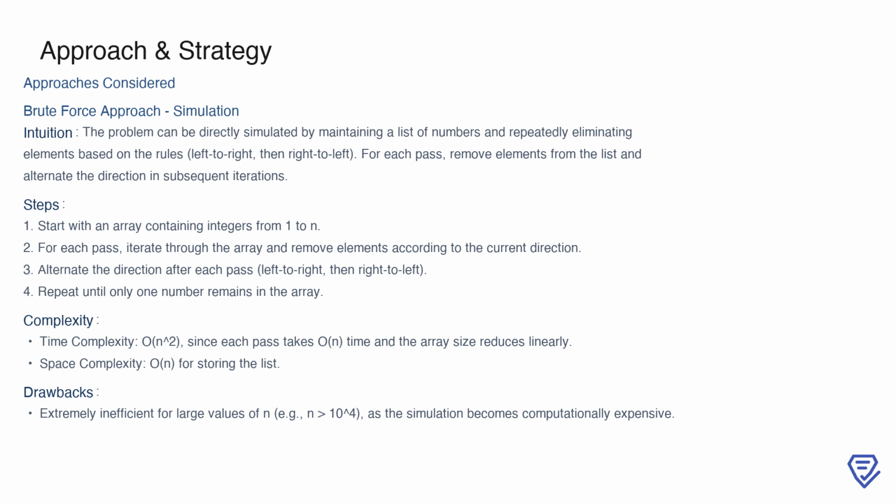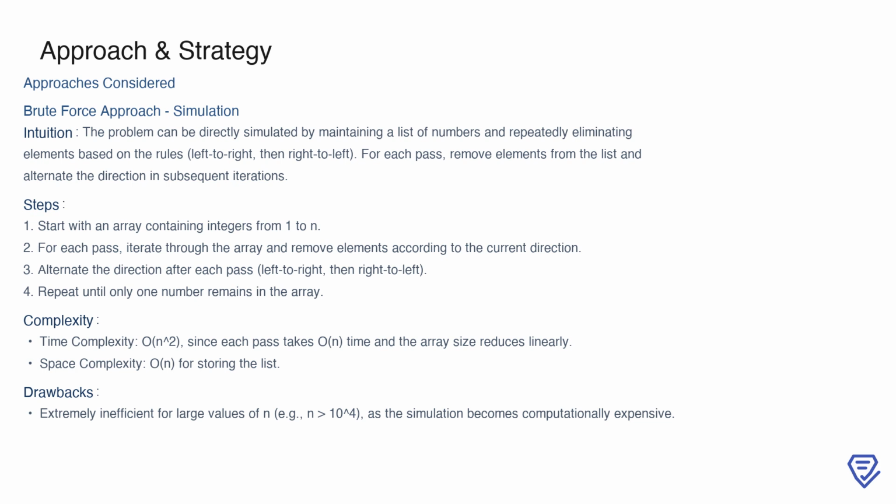method. Here, we simulate the process of eliminating numbers by maintaining a list of integers from 1 to n. The elimination happens in alternating directions, left to right on one pass, and then right to left on the next. To carry this out, you start with the full list, iterate through it on each pass, and remove elements based on the direction of traversal. After completing a pass, you reverse the direction and repeat until only one number remains in the list.